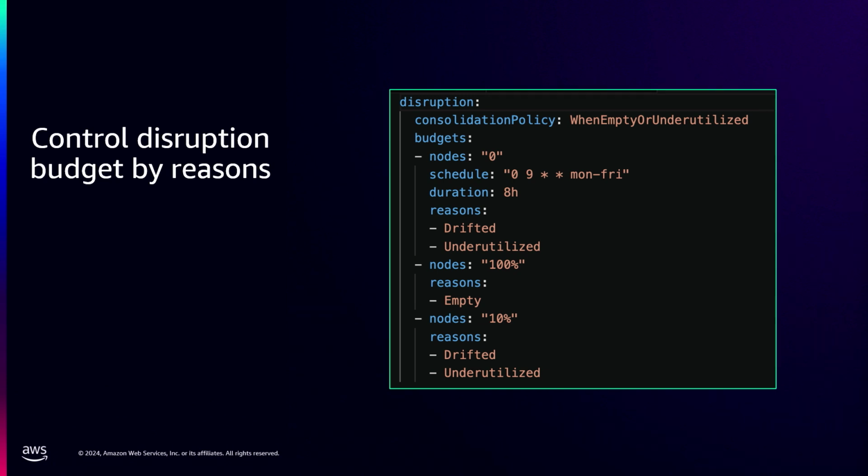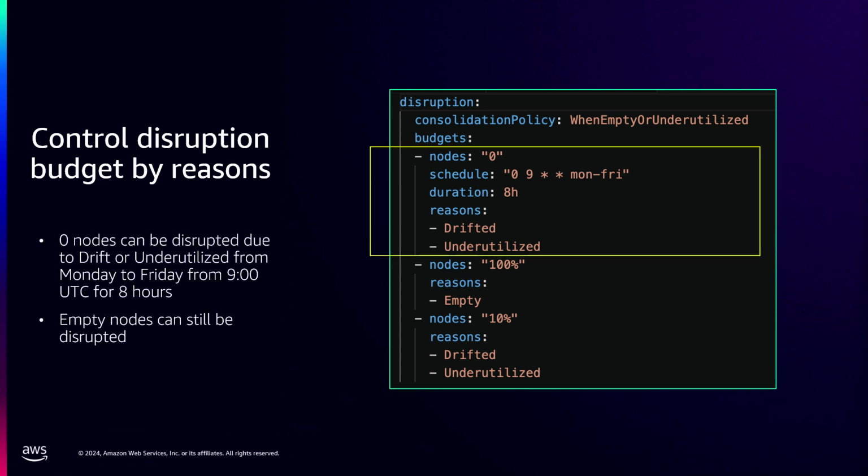In this YAML, which is part of the node pool YAML, the first block says nodes 0. That means 0 nodes can be disrupted during the schedule, Monday to Friday, from 9 o'clock for duration 8 hours, so 9 o'clock to 5 o'clock, for the reason drifted and underutilized. So even if Karpenter can consolidate those nodes, it will not touch them Monday to Friday working hours.